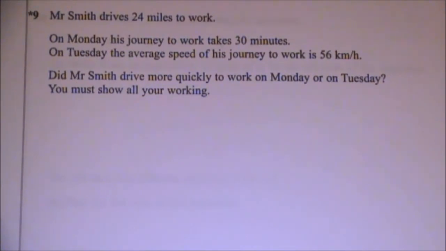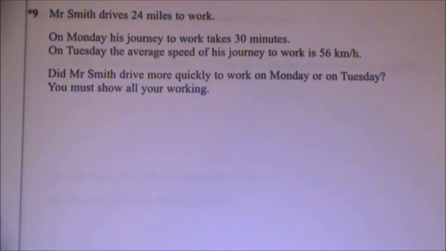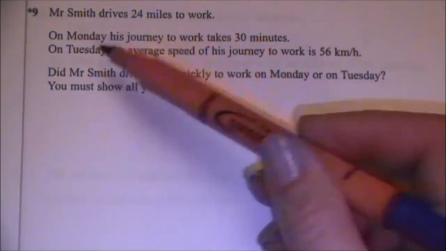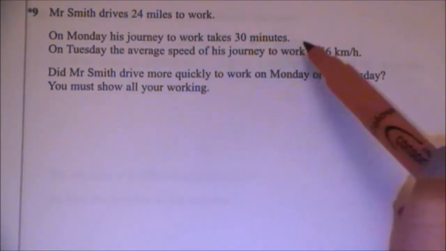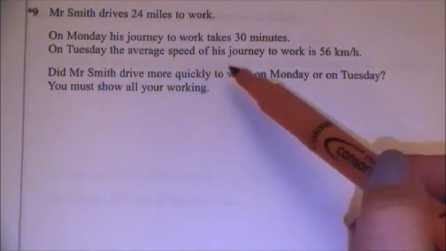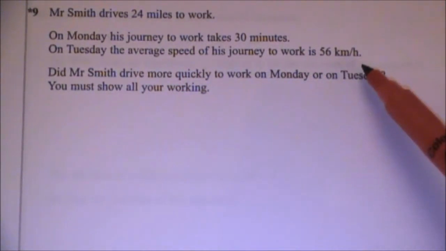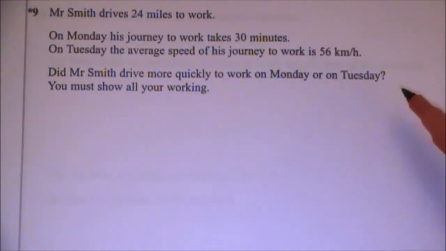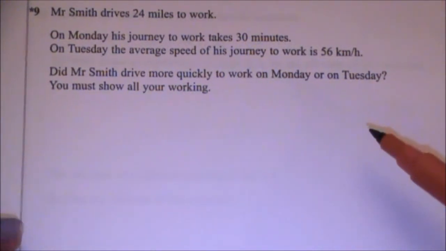Question 9 is a question involving not so much distance speed time. It's a little more straightforward than that. However, it does involve conversions between speeds in kilometres and miles per hour. So Mr. Smith drives 24 miles to work. On Monday, his journey to work takes 30 minutes. On Tuesday, his average speed is 56 kilometres. Did Mr. Smith drive more quickly to work on Monday or on Tuesday? You must show all of your work.